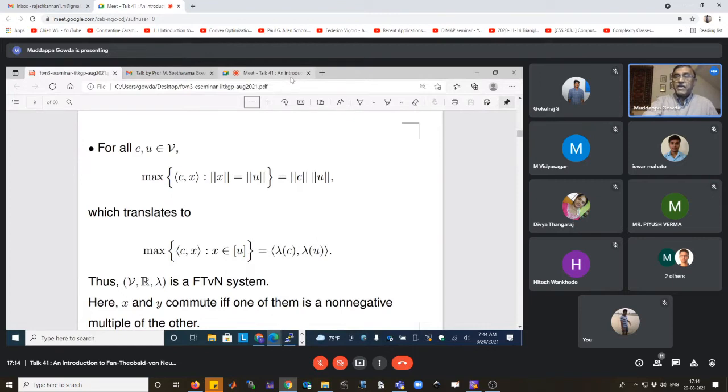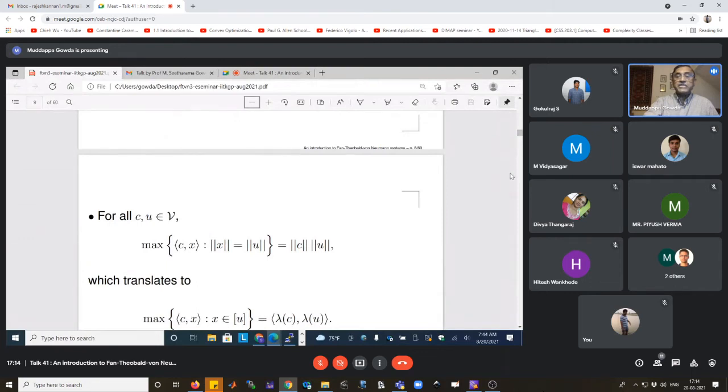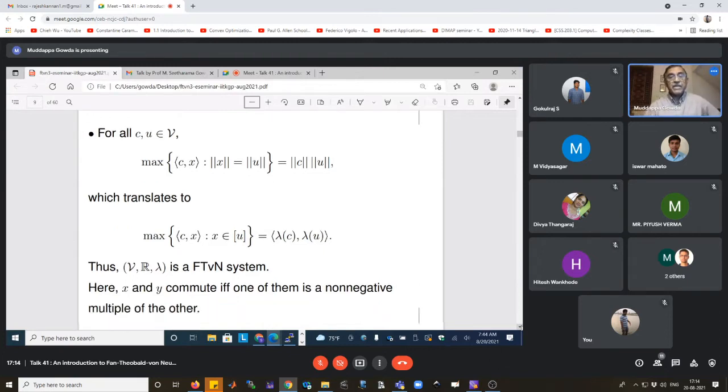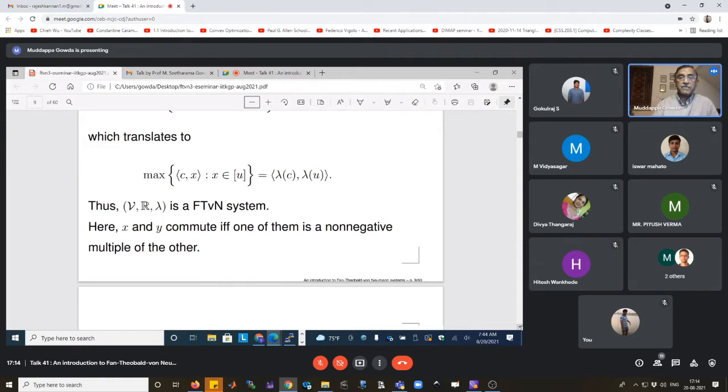So we have the norm-preserving property. We have lambda increasing in the inner product. That is the second bullet. And the third bullet says that the maximum is attained at lambda c dot lambda u. So in other words, this triple V, lambda is an FTVN system. Now here, x and y commute if and only if one of them is a non-negative multiple of the other one. This is simply a consequence of the equality situation in the Cauchy-Schwarz inequality. So this is our first example.